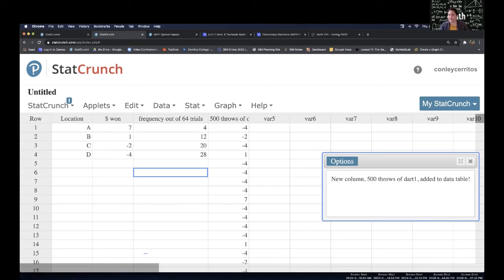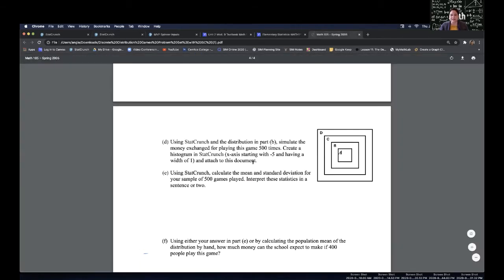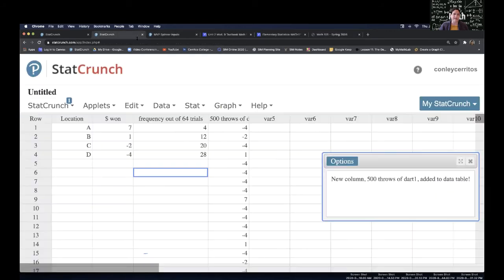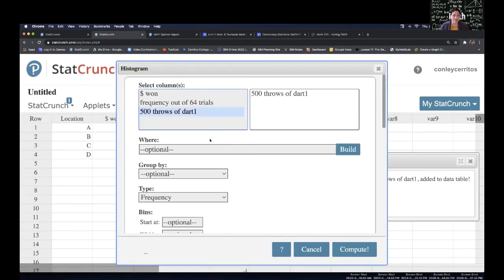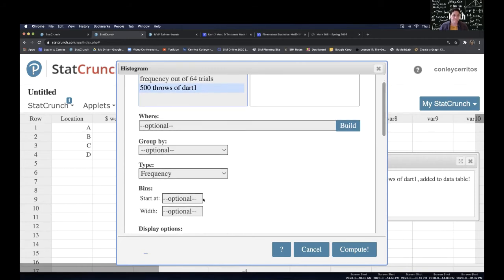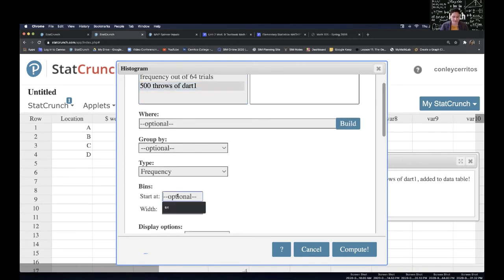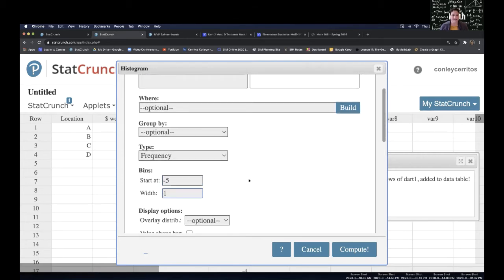So everybody can get a histogram? No problem. So for the histogram, I was clear here. When you make your histogram, start your x-axis at -5 and just have a width of 1. It'll give you a better picture so that you can see each data value. So I'm going to go back in and do my histogram of my 500 throws. My bins are going to start at -5 so I can see a pretty picture, and just have a width of 1.